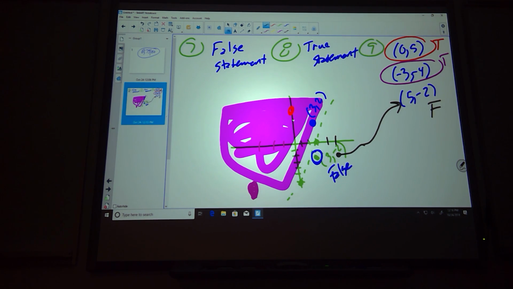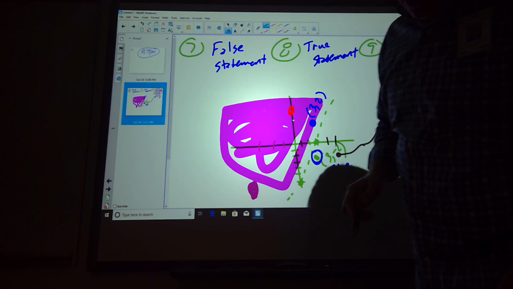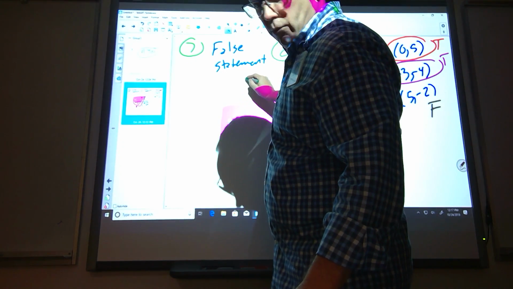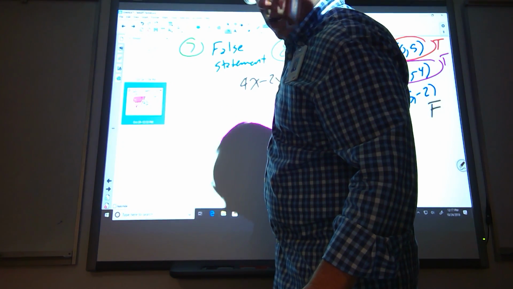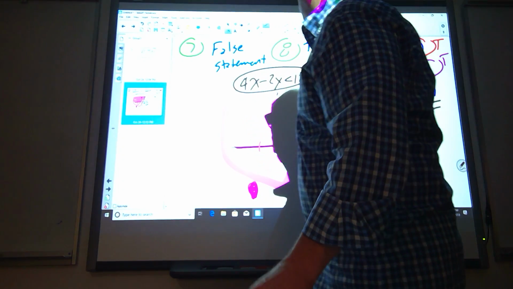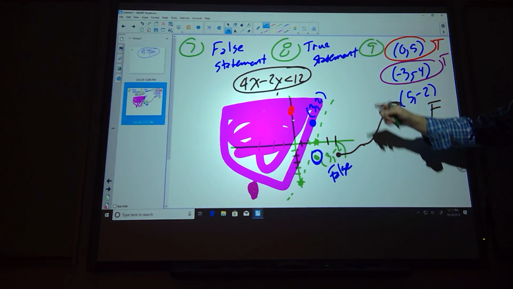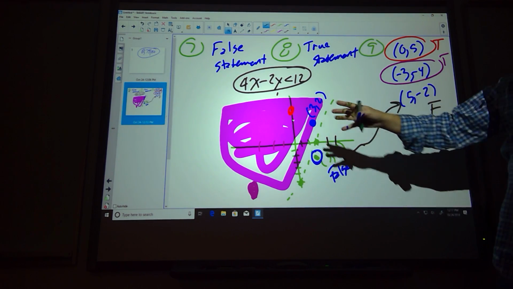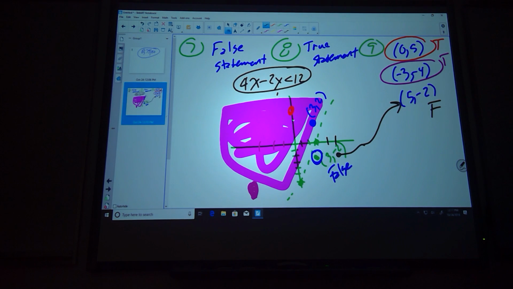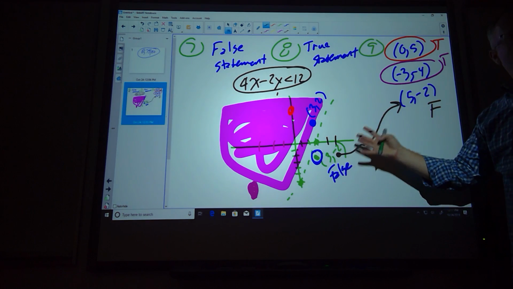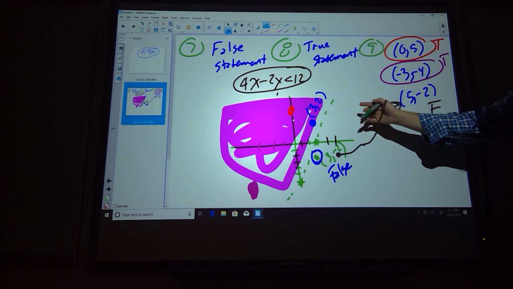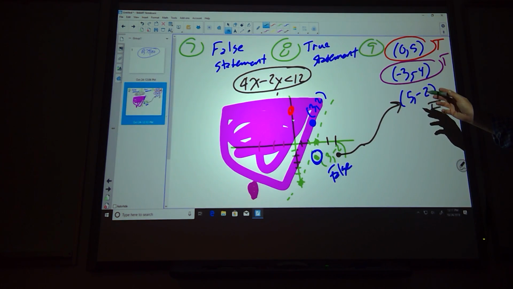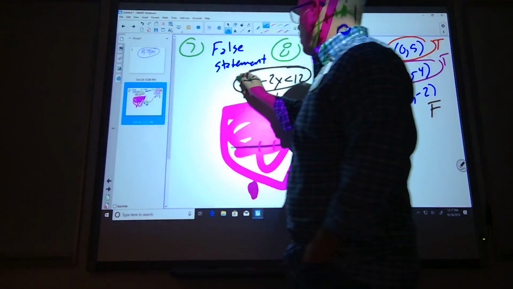Wait, okay, so how do I know if it's true or false? Okay, so there's two different things. So let me put up the inequality. This graph here was 4x minus 2y is less than 12. This was the inequality, but they also gave us the picture to look at. So if our point falls within the colored region, that would give us true, which is a solution. If it falls in the region that we didn't shade in, then that's going to give us false. But for any of these, I could have used this inequality as well.